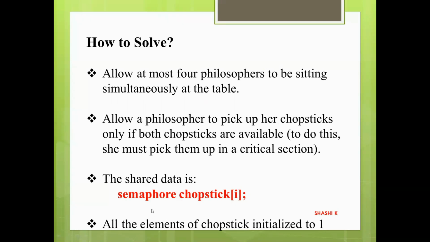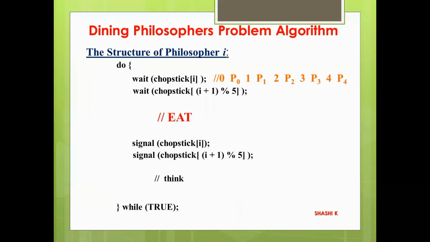So here we have shared data, which is nothing but our semaphore. There are 5 chopsticks, so this will be 5, and all the elements of the chopstick will be initialized to 1. This is the solution for our dining philosophers problem using semaphores. This is a very commonly asked university exam question. So definitely you will be getting a question on either solving the readers writers problem using semaphores, or solving the bounded buffer problem using semaphores, or solving the dining philosophers problem using semaphores.